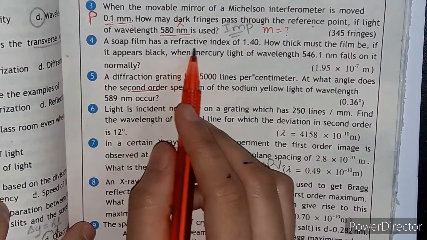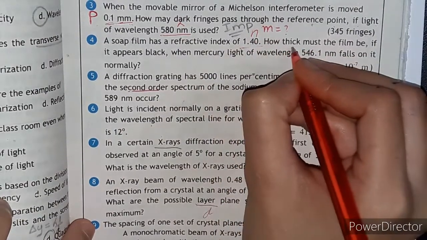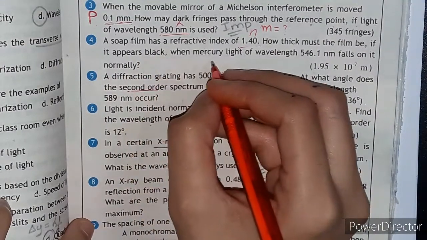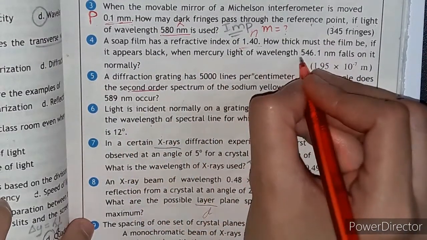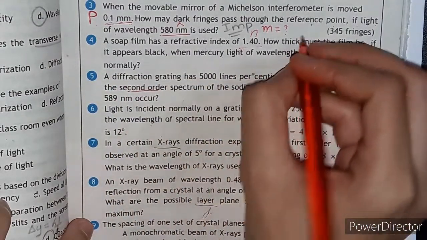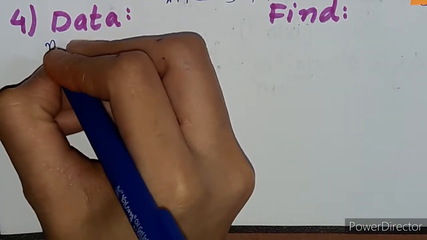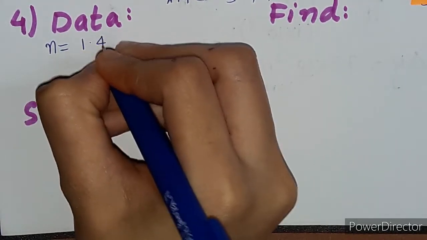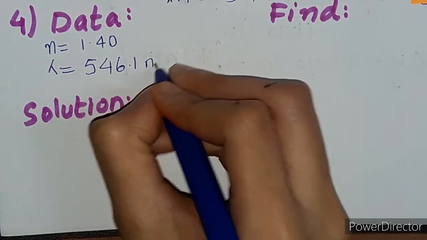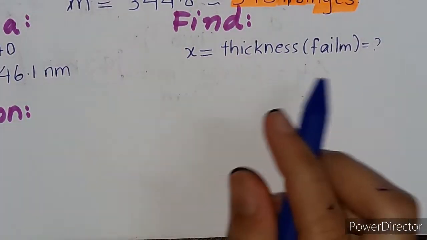A soap film has a refractive index n. We have to find how thick the film must be when it appears black when mercury light of a given wavelength falls on it normally. So we have to find the value of x, the thickness. We are given the value of n, refractive index 1.40, and the wavelength lambda, 546.1 nanometer, and we have to find the thickness of the film.